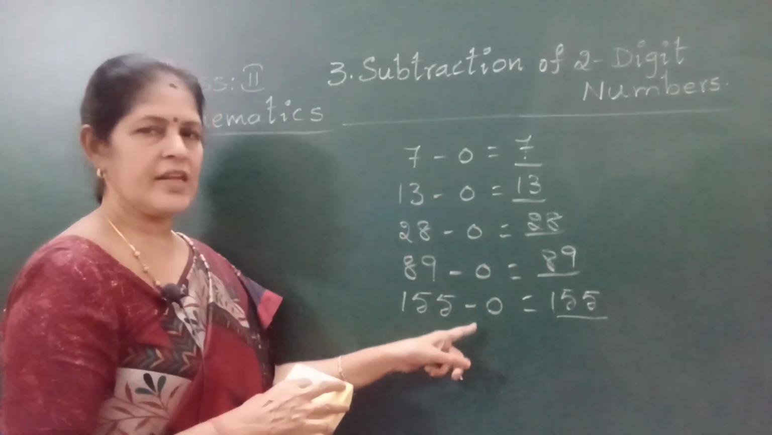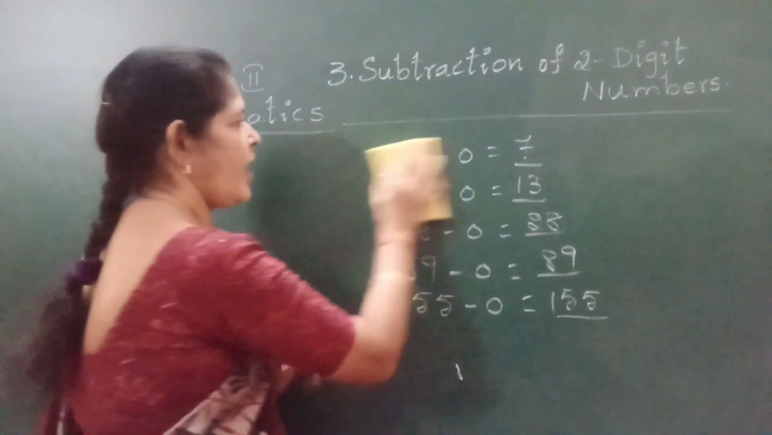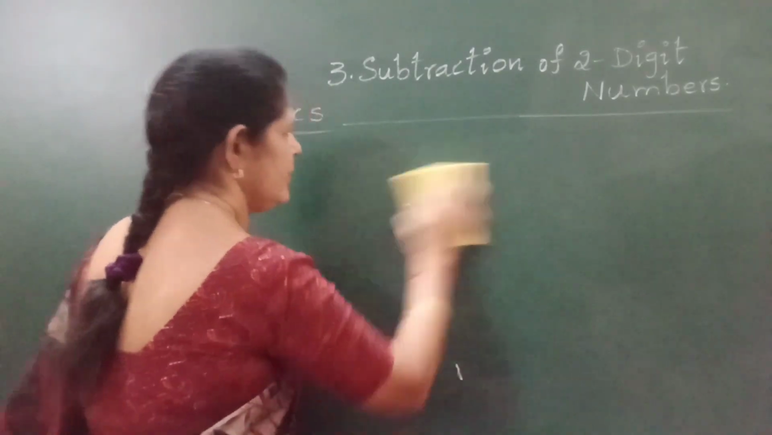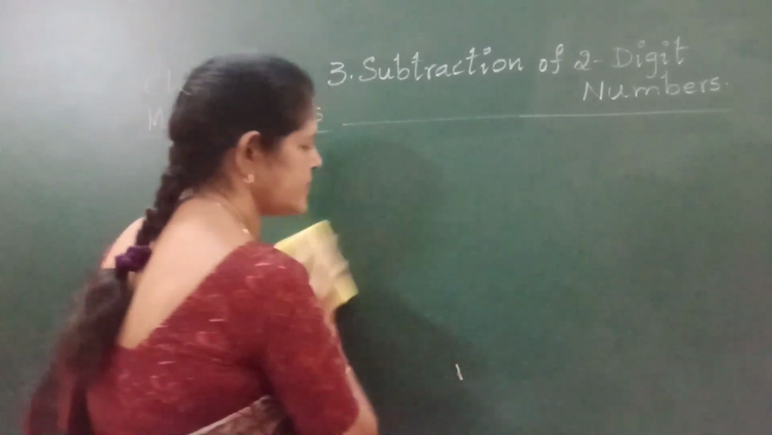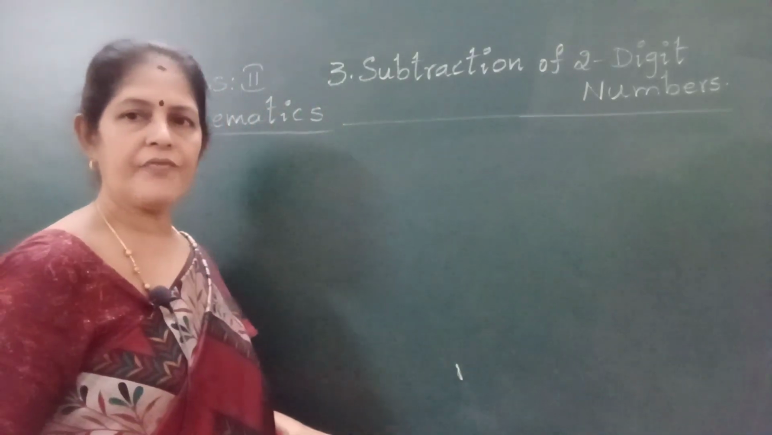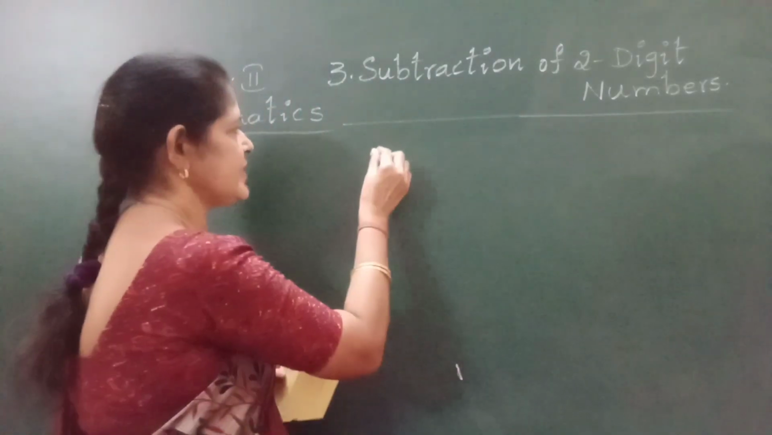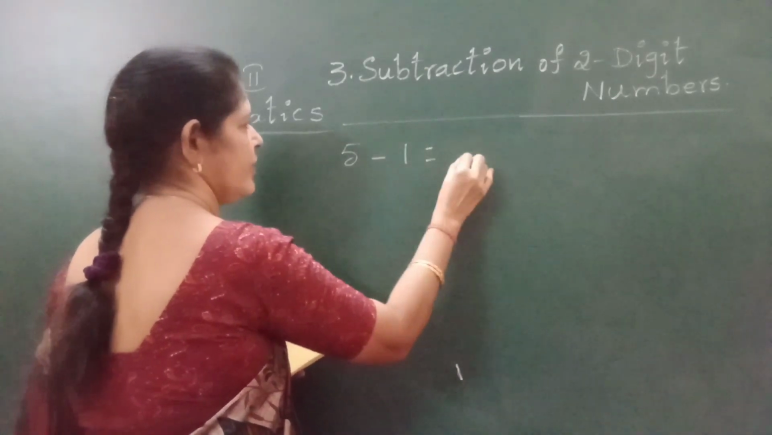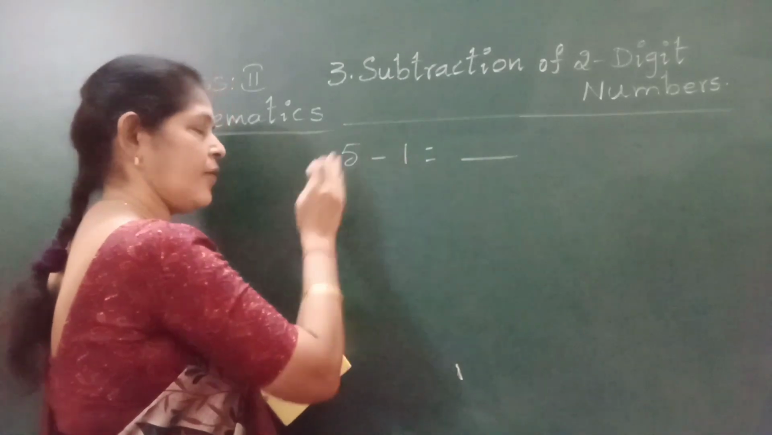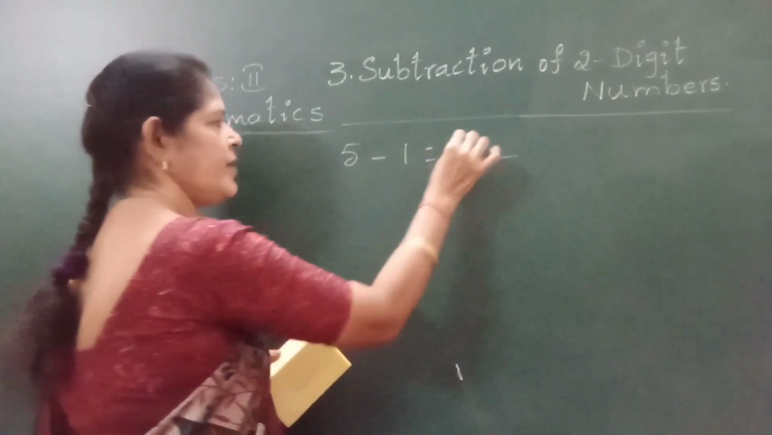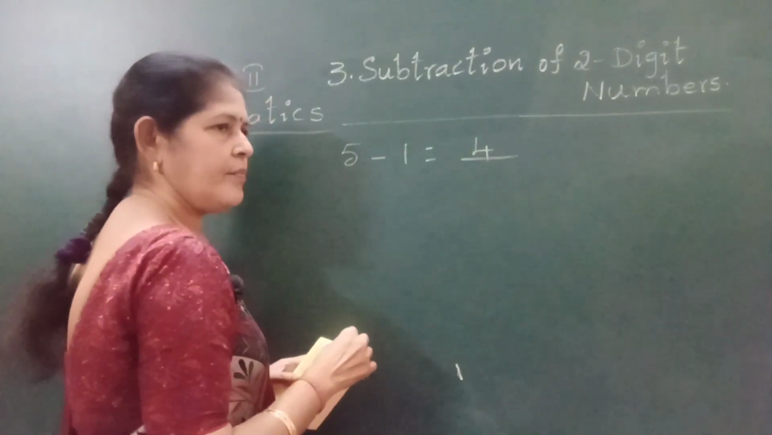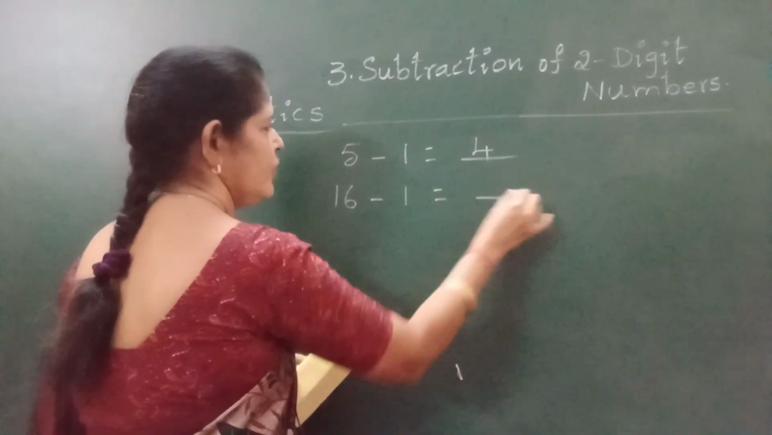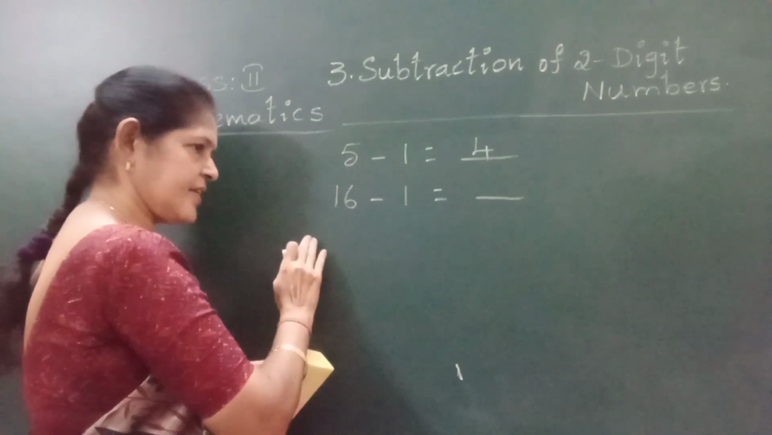Next one, when we subtract 1 from a number, have you understood this concept? Number minus 0, same number. Now, when we subtract 1 from a number, the difference is the before number of the given number. Let us see that example. 5 minus 1. We subtract 1 from 5. That means 5, before 4. 16 minus 1. We subtract 1 from 16.